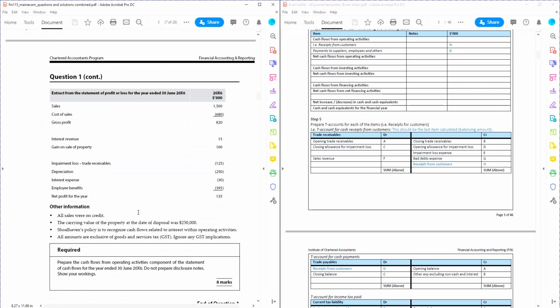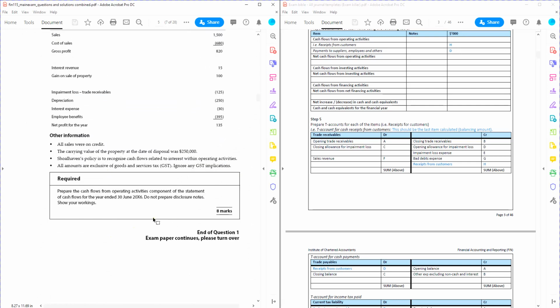Let's have it as before. Let's skip ahead to the question just so we can see what we're being asked to prepare. So we're being asked to prepare a statement of cash flows. Okay? You don't need to prepare disclosure notes, just prepare the cash flow statement.